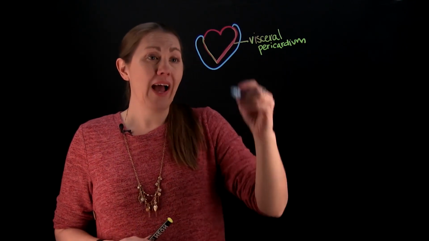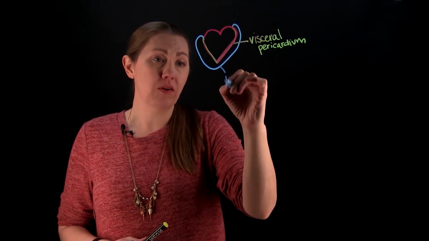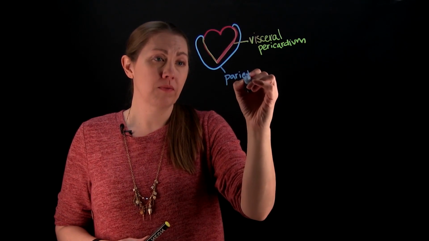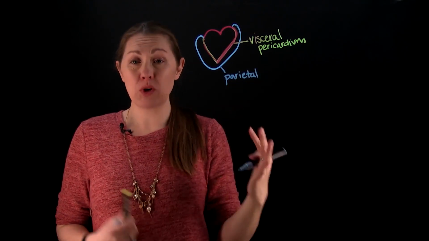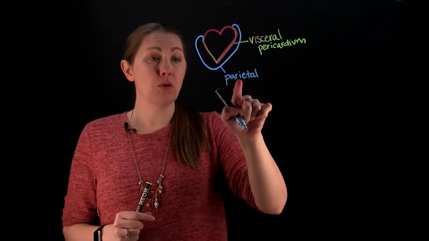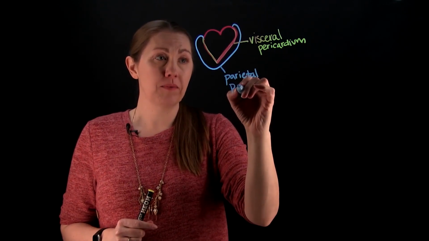Now if you're on the outside of the sac, we call that parietal. And that will be consistent. It doesn't matter which organ that cavity is touching. And so the parietal pericardium is the outer one.